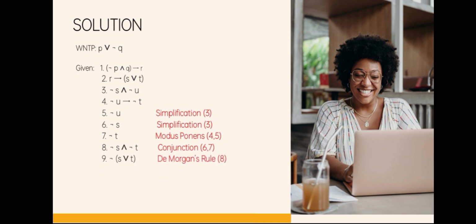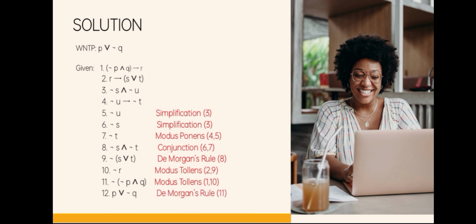For step 9, negation of quantity S disjunction T, we use De Morgan's rule on number 8. And for step 10, negation of R, we prove it by modus tollens of 2 and 9. For the 11th step, negation of quantity negation of P conjunction Q, we use modus tollens of 1 and 10. And for the last step, P disjunction negation of Q, we use again De Morgan's rule on 11.